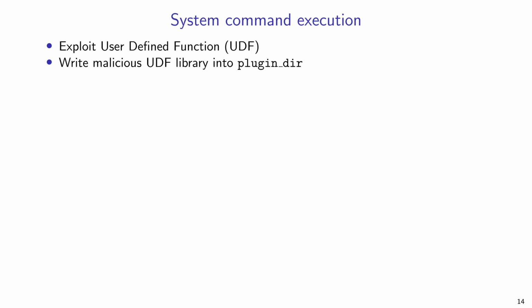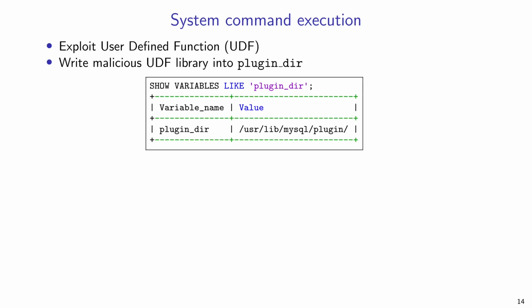In certain cases, the database root user may also gain the capability to execute system commands on the database server. The idea here is to exploit a user-defined function. User-defined functions allow users to extend MySQL functionality by creating custom functions. These functions can be written in C or C++ and must be dynamically compiled as shared libraries. An attacker would need to write a malicious UDF library into the MySQL plugin directory, which is configured by the plugin configuration variable.